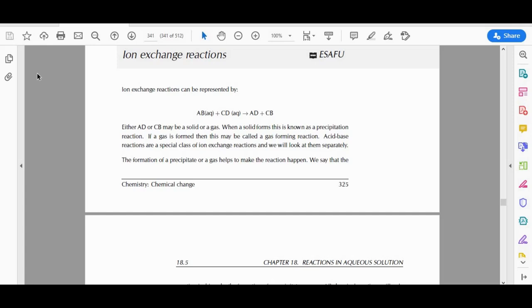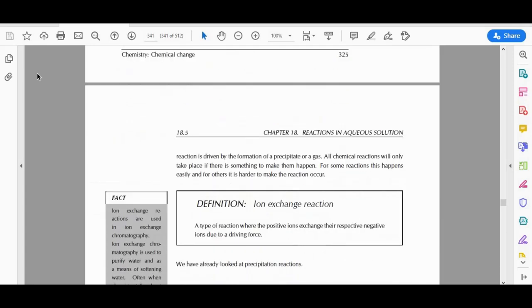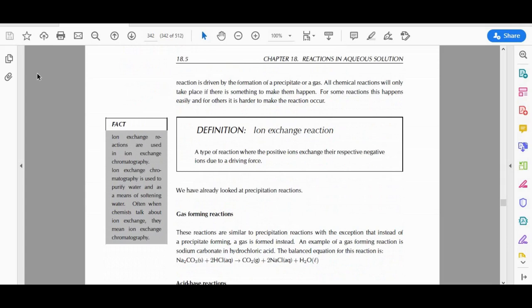Okay, so what I've already discussed is the precipitation reactions, but what is very important is the definition of ion exchange, okay? I'm not going to try and reinvent the wheel. Right here we have a well-classified definition of ion exchange reaction. That's a type of reaction where positive ions exchange their respective negative ions due to a driving force.